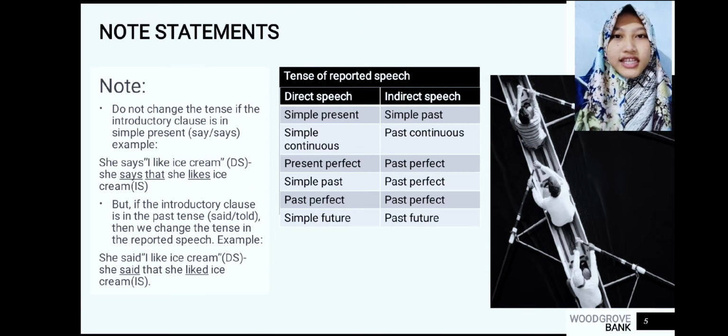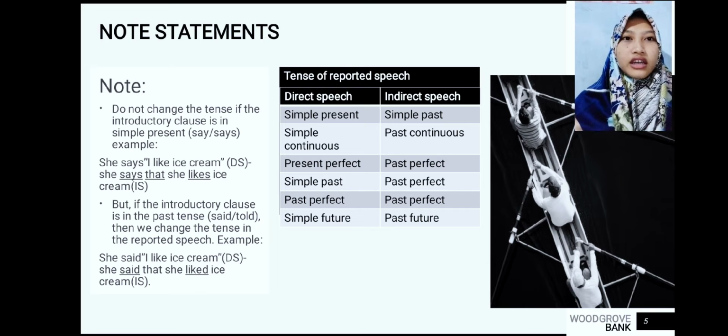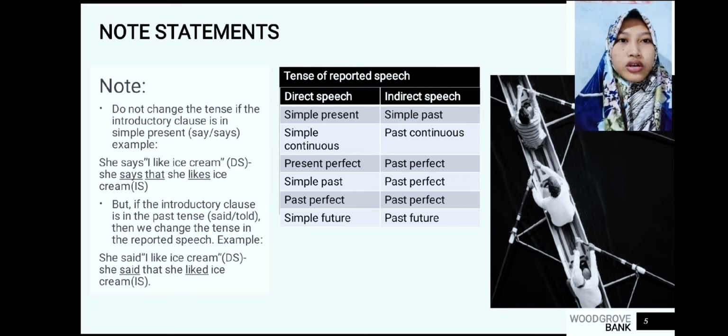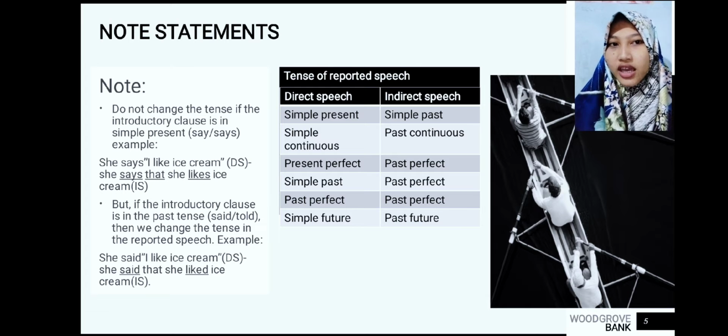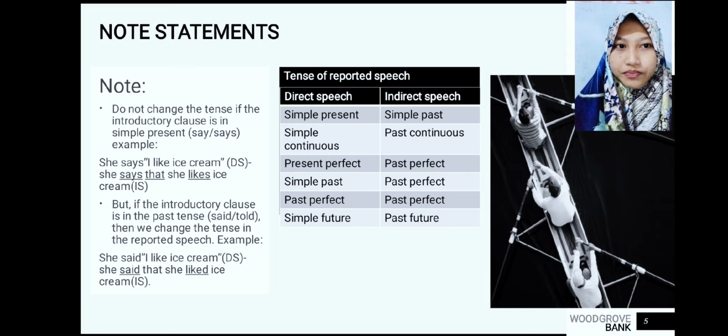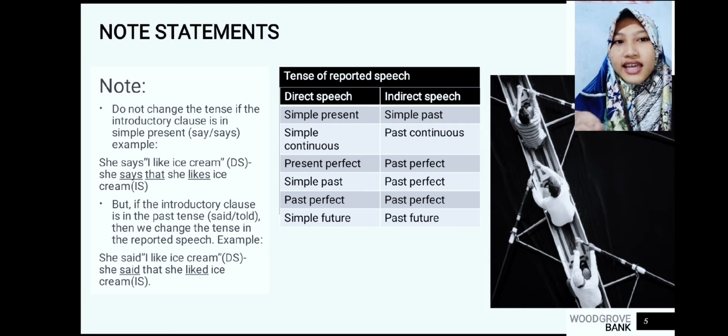Next is note for statement. Okay, please remember for note is, do not change the tenses if the introductory clause is in simple present. Use say or says. Example, she says, I like ice cream. This is direct speech. To, she says that she likes ice cream.